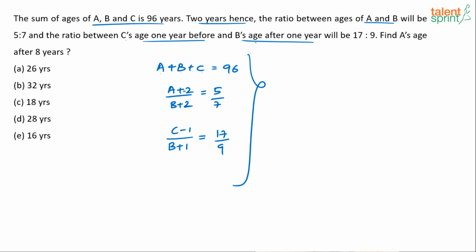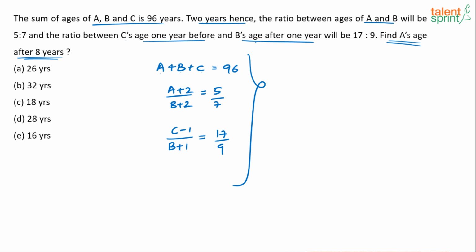Now 3 variables A, B, C and 3 equations, you know you can solve it. So basically the problem is solvable. You can solve it very easily. Sum is given, after 2 years ratio of A and B, and C's age 1 year before, B's age after 1 year, the ratio is 17:9. What is he asking us to find out? Find A's age after 8 years.